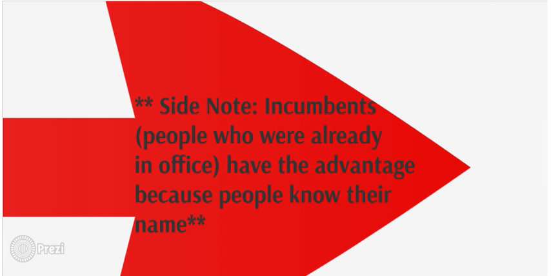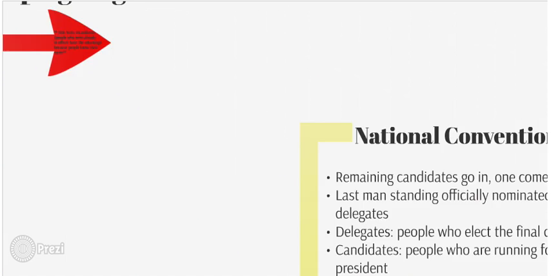And as a side note, this is in your note sheet, incumbents, people who are already in office, have the advantage because people know their name, they're familiar with them. So when President Obama ran for a second term in 2012, he actually had an advantage over Mitt Romney because people already knew his name. They already knew that he was President Obama, so he has an advantage.